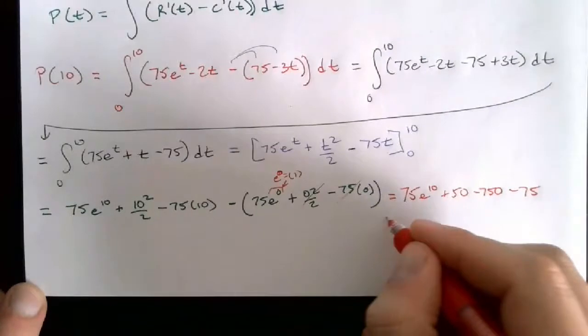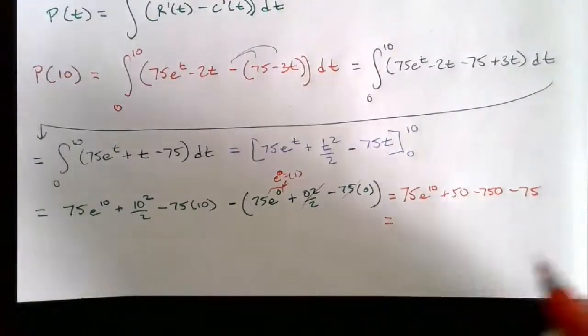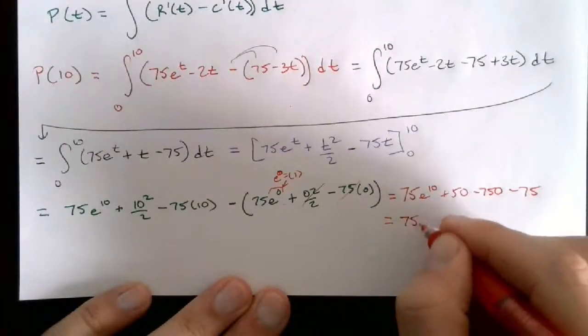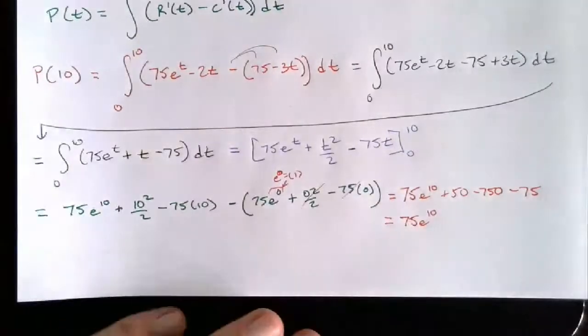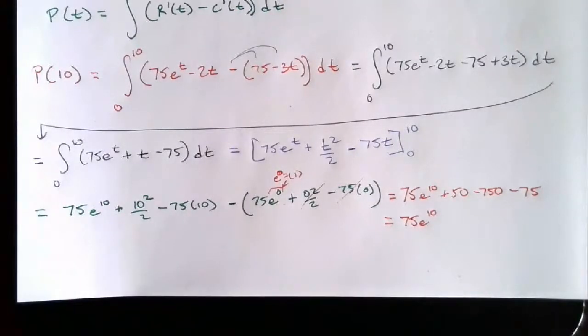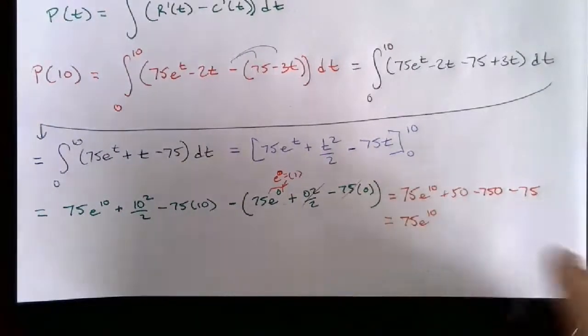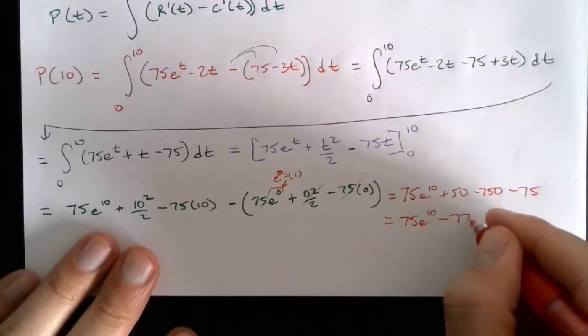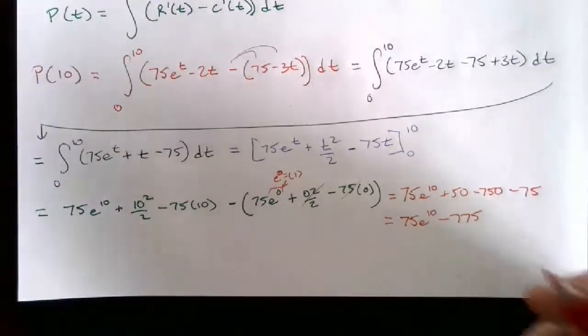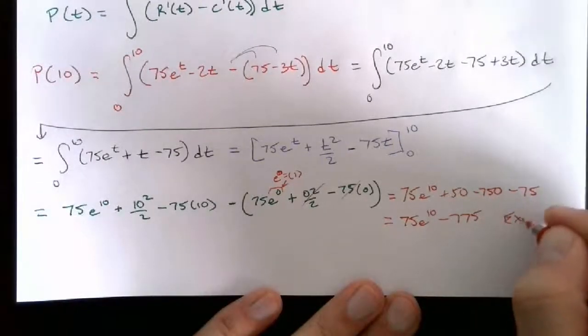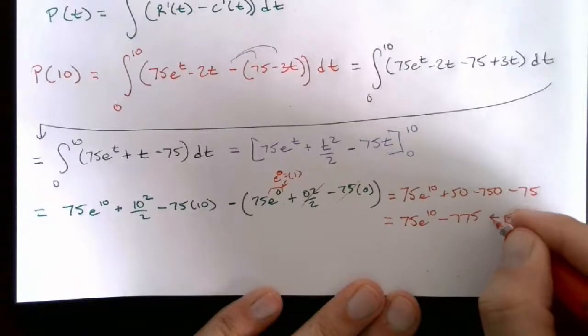Combining our like terms, this gives us 75 e to the 10th plus 50 minus 750 minus 75. Well, plus 50 minus 750 is negative 700, minus 75 is negative 775. Okay, this answer here I have is exact.